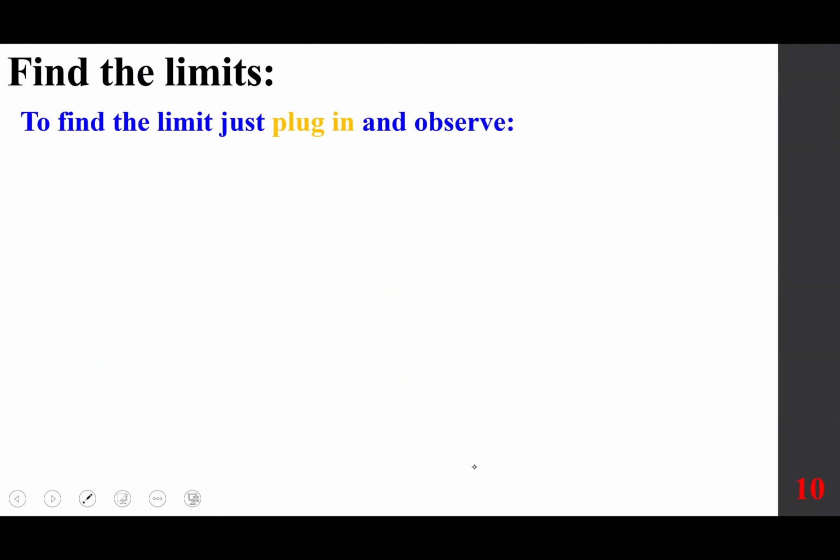How do we find limits? Well, we plug in and observe. What happens? It gives us a number. We're done.